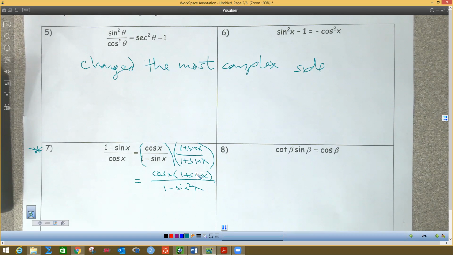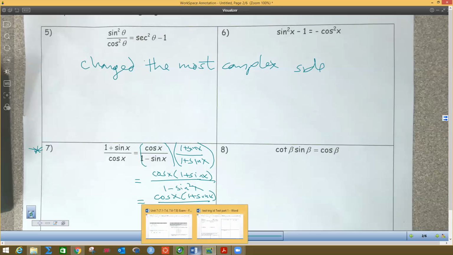And when you FOIL conjugates, you get a difference of squares. Well, hey, 1 minus sine squared should make something go off in your brain. What identities? Pythagorean. And if you know these, you already know what that equals for Pythagorean identities. Does anybody know what that equals? It equals cosine squared x.